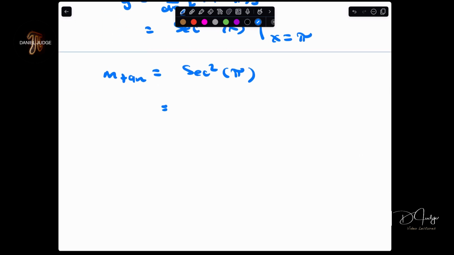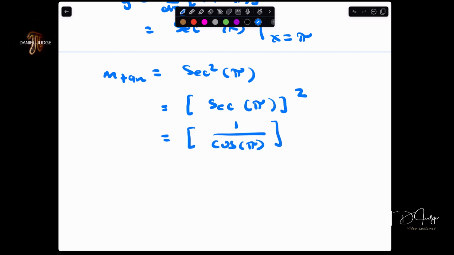Now, you have to know what secant of pi is. Let me do something here for you guys, just a little bit of algebra or arithmetic or trig. Secant is actually the reciprocal of cosine. We're going to square that. This is what m tangent is going to be. So what that means is I do have to know the value of cosine of pi. Let's get a highlighter, I guess.